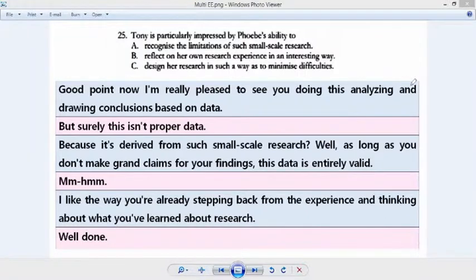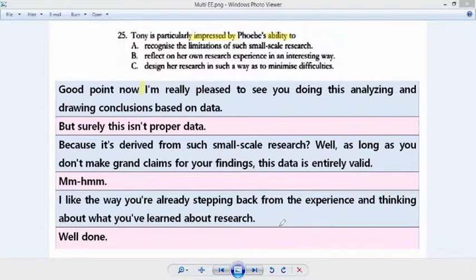Now on to number 25. So Tony is impressed by some kind of ability. So what is this ability? Tony actually says a couple of positive things about Phoebe. Starting here, I'm really pleased to see you doing this analyzing and drawing conclusions based on data. And then I like the way you're already stepping back from the experience and thinking about what you've learned about research.